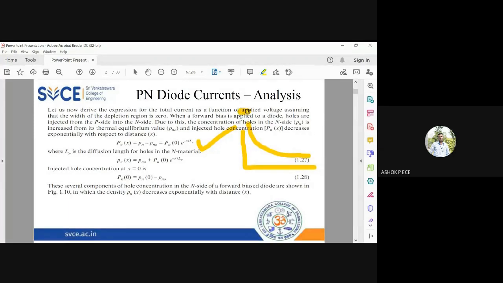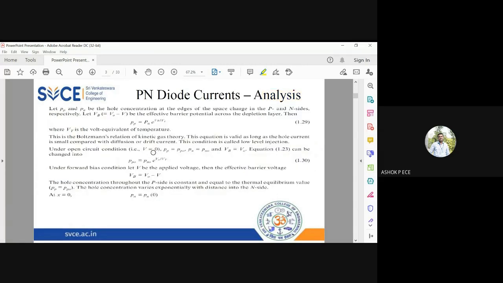At this point I have an excess number of holes, so the hole concentration is maximum. Here I have the minimum number of holes, so it is exponentially decreasing. Pn of x equals Pn of 0 into e power minus x by Lp, where x is the distance traveled by the holes, and Lp is called the diffusion length. You have diffusion length for electrons as well as holes. Lp is the diffusion length for holes, and Ln is the diffusion length for electrons.